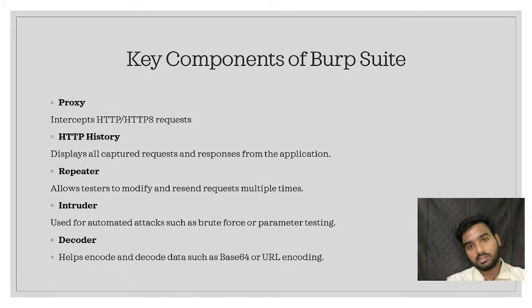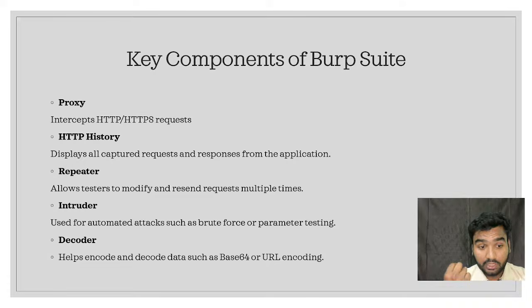The address is 127.0.0.1 and port 8080. We have to set up a manual proxy for our ports. Next one is HTTP history. It displays all captured requests and responses from the application. In the HTTP history section, we can see all captured requests and responses from the application. Next one is Repeater. Repeater allows the tester to modify and resend a request multiple times.